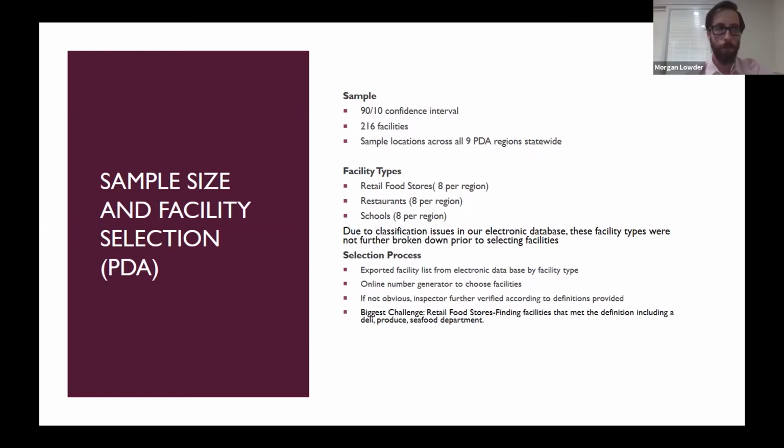The biggest challenge for us was definitely determining the retail food stores, because we were not able to further segregate deli, produce, or seafood departments. I had to randomize facilities over and over again through hundreds of facilities to get those 8 qualified facilities per region. I would definitely recommend working through any potential classification issues prior to the risk factor study. It could potentially save a lot of time.